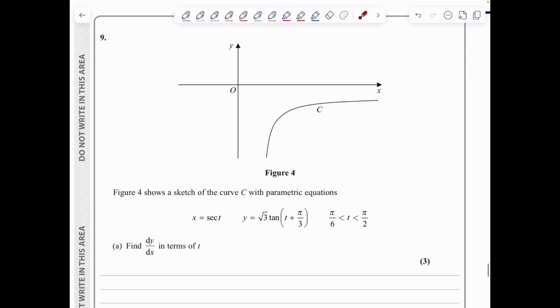In question 9, we've got the curve C defined parametrically here, and we need to find dy dx in terms of t.